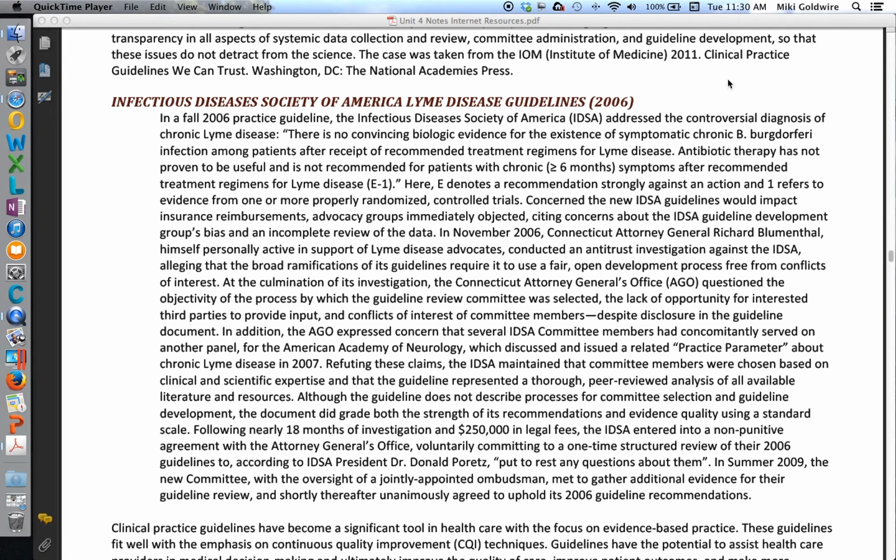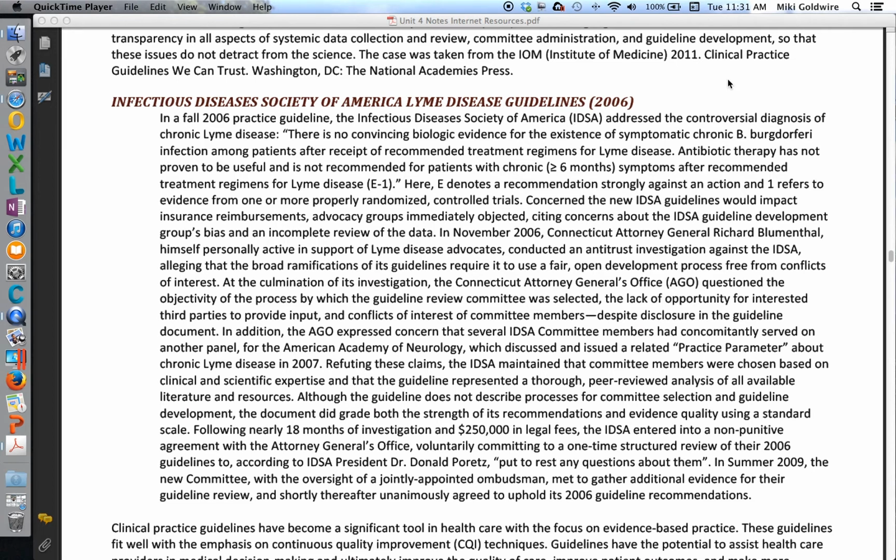Refuting these claims, the IDSA maintained that committee members were chosen based on clinical and scientific expertise and that the guideline represented a thorough, peer-reviewed analysis of all available literature and resources. Although the guideline does not describe processes for committee selection and guideline development, the document did grade both the strength of its recommendation and evidence quality using a standard scale. After nearly 18 months of investigation and $250,000 in legal fees, the IDSA entered into a non-punitive agreement with the Attorney General's office, voluntarily committing to a one-time structured review of their 2006 guidelines.